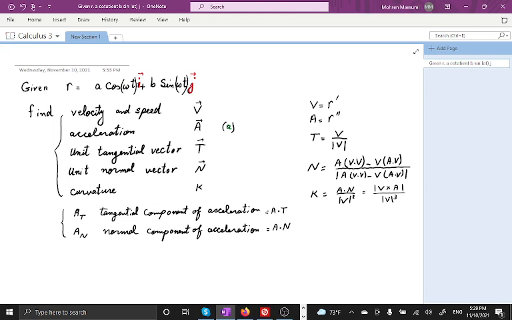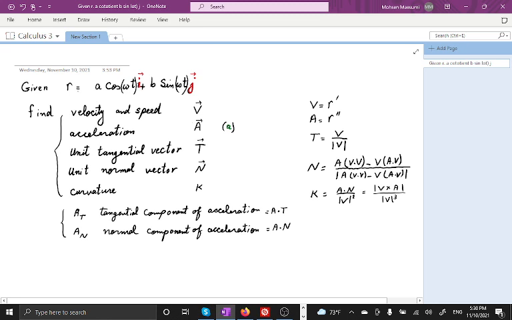Hi, welcome to another lecture on Calculus 3. Today we are going to do a problem related to topics we see in chapter 12. We want to calculate velocity, acceleration, unit tangential vector, unit normal vector, curvature. These are the topics that we see in this section.